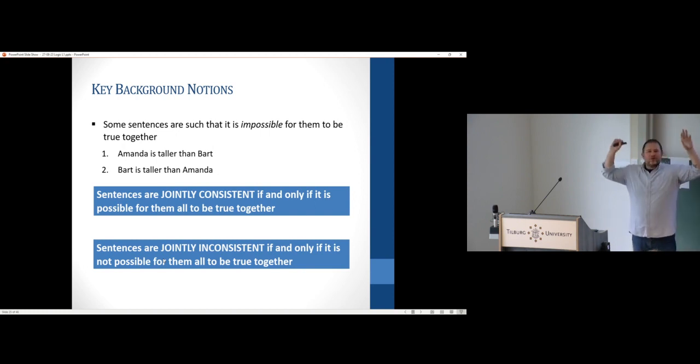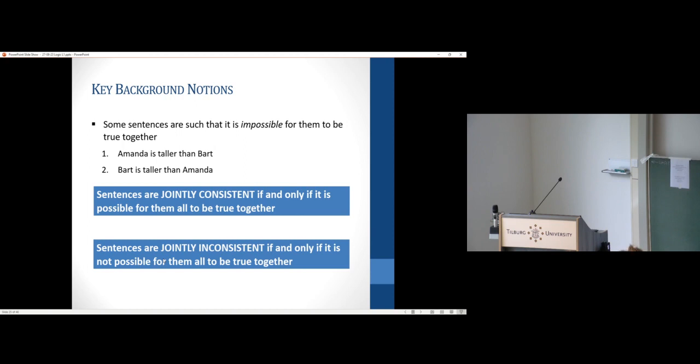So little alarm bells should be going off, right? Remember the Mars Moons example, that argument earlier. The reason it was valid was because the premises were jointly inconsistent. And in fact, more generally, if you ever have an argument whose premises are jointly inconsistent, you know the argument is valid. You don't have to do any more work.